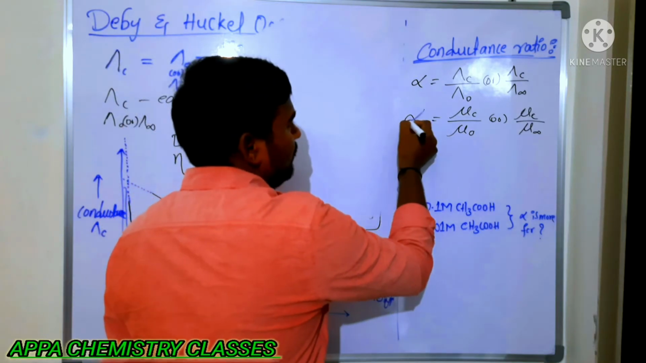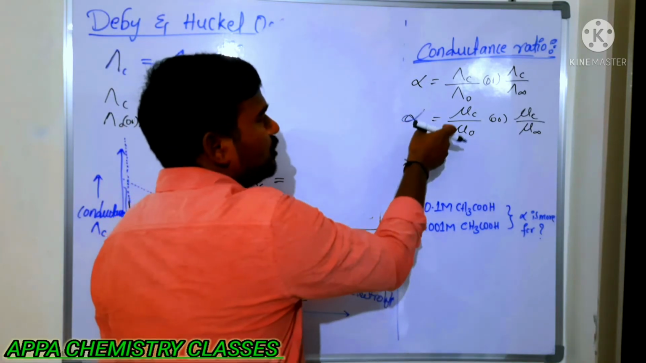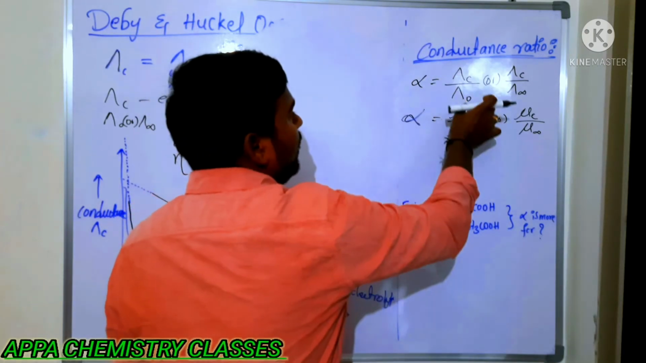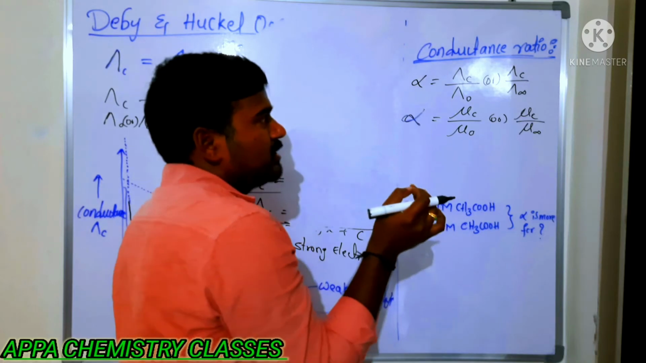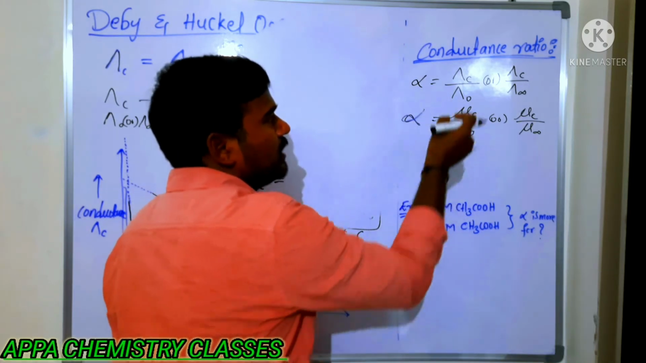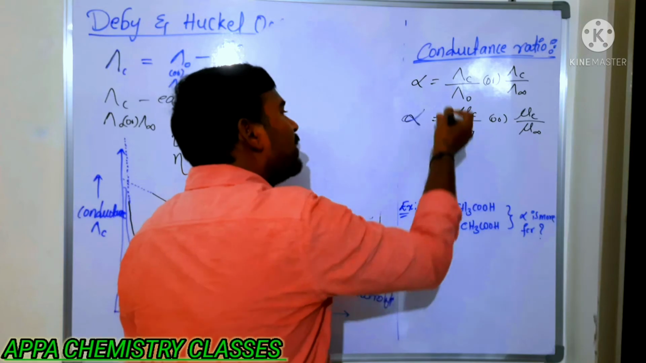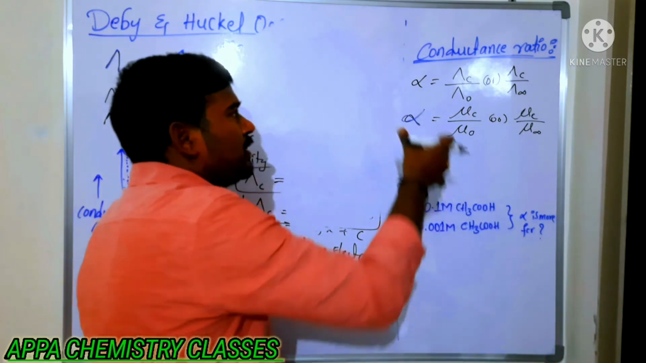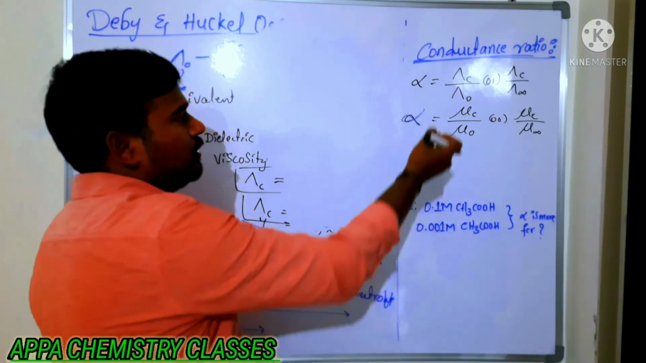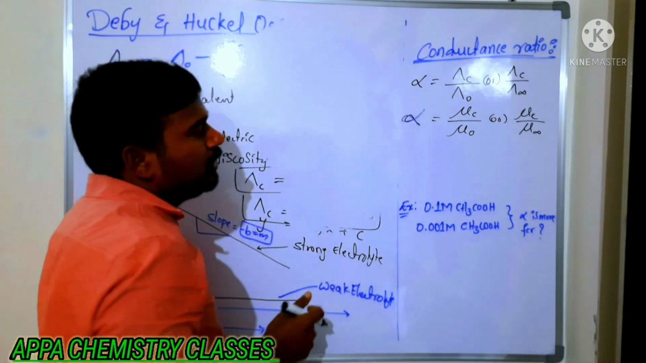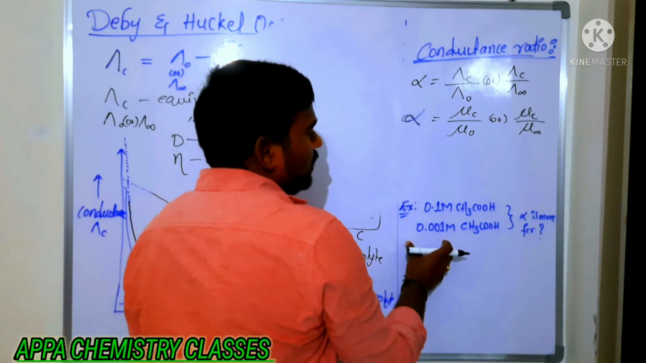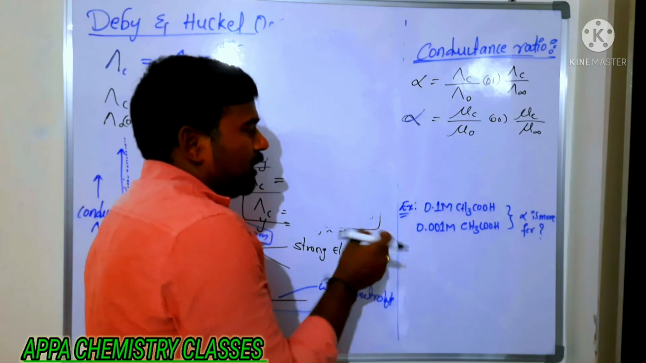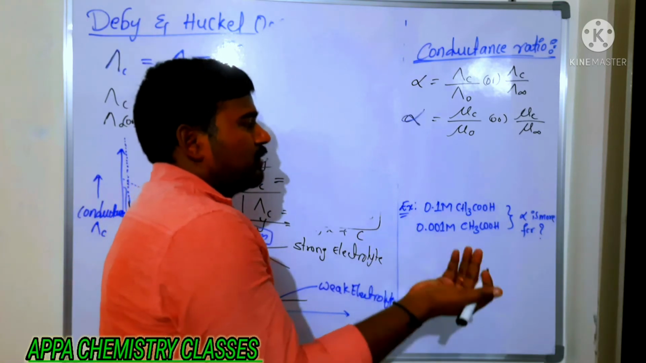Now how can we define the conductance ratio here? It is the ratio between the conductance of the electrolyte, either equivalent conductance or molar conductance, at a particular concentration to the equivalent or molar conductance at infinite dilution. That is said to be the conductance ratio. You know the terms already, I have written them here. Now see a simple problem on conductance ratio. By seeing the concentration values only, we can decide.